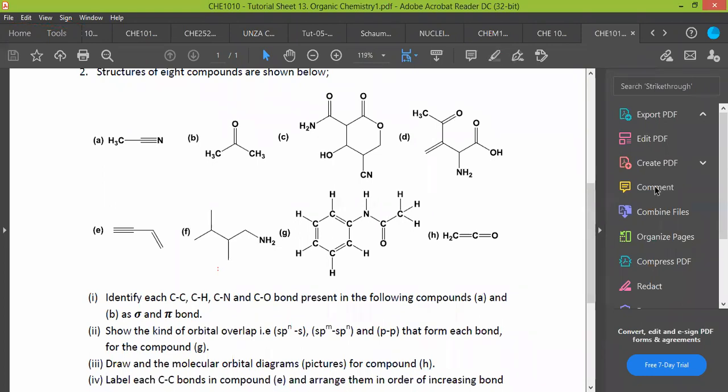So it means that the carbon in the middle is having a triple bond with nitrogen. Yes, that carbon in the middle has a triple bond with nitrogen.